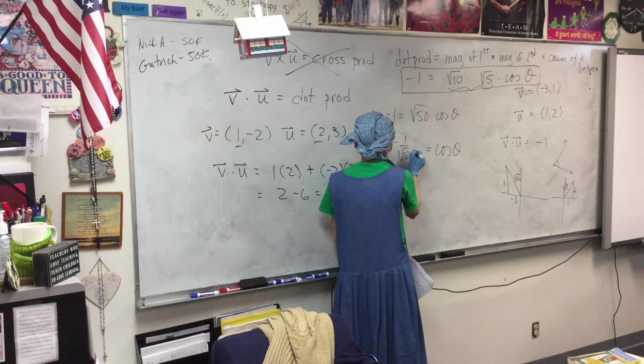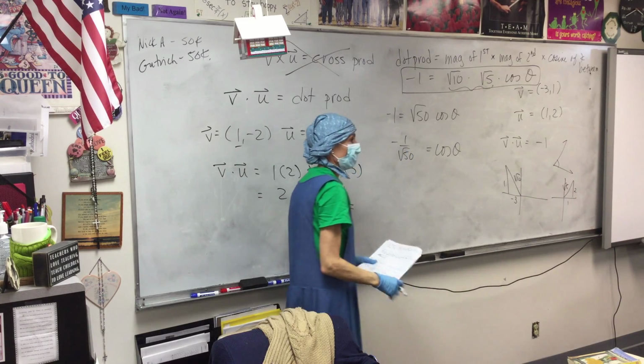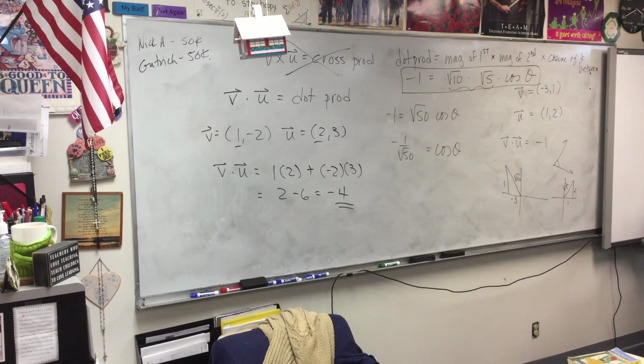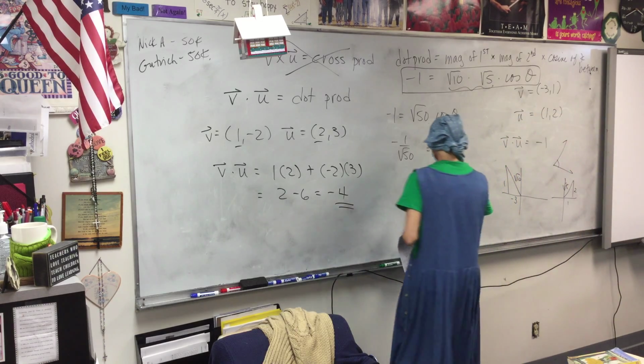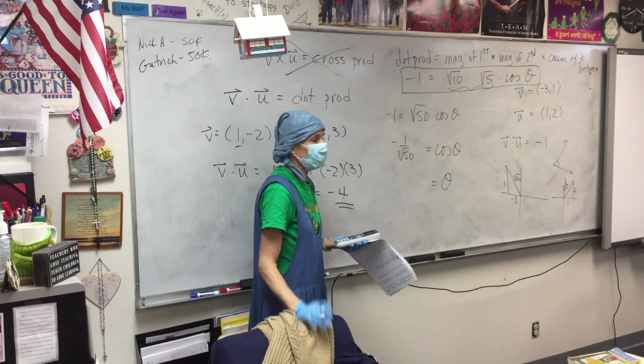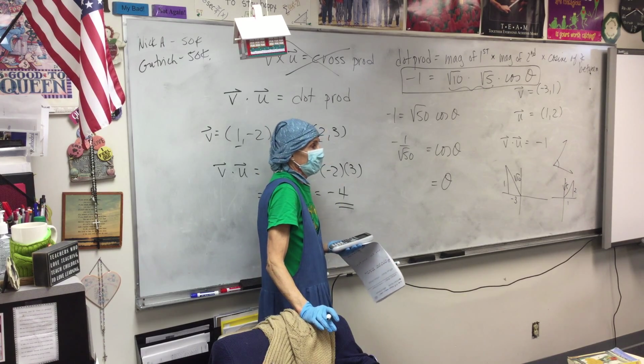Divide by root 50. Now I'm going to go to my calculator, and what do I type in if I want to know that angle? What do I type? Second cosine 1 divided by the square root of 50. And it tells me that the angle between those two vectors is what? Anybody have a calculator and typing it in with me?